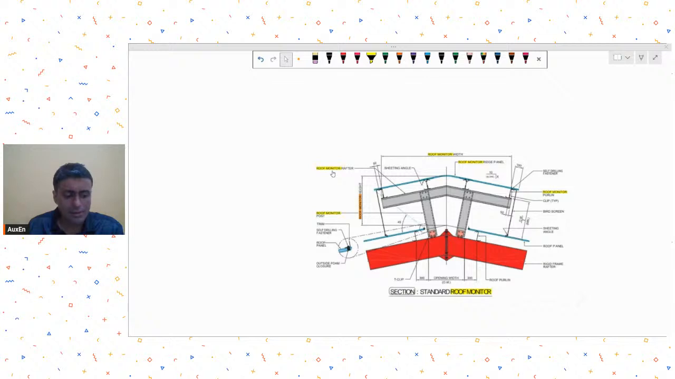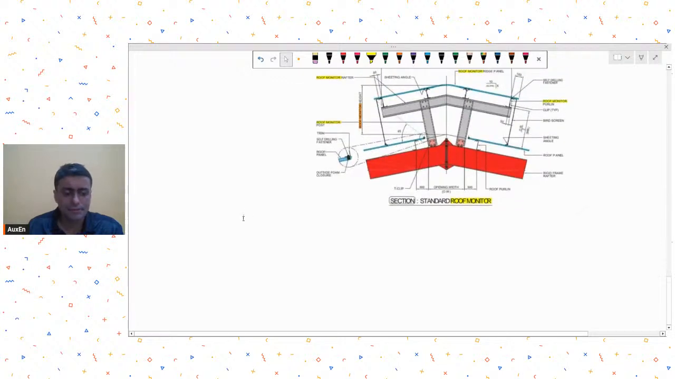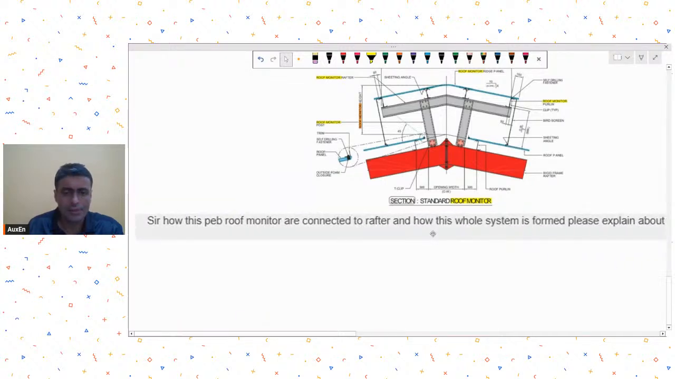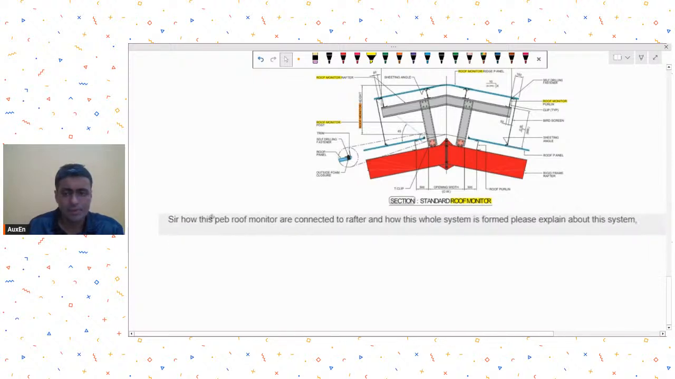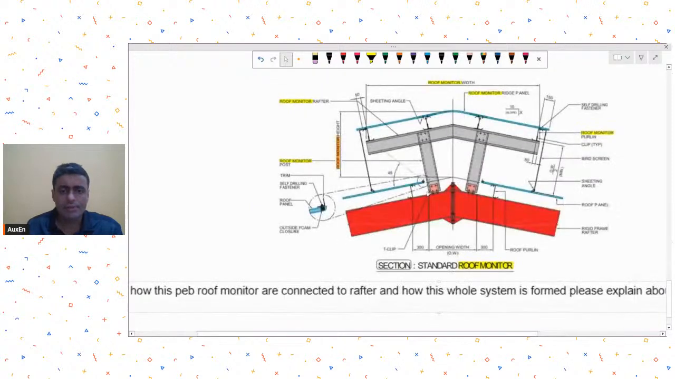I think the image is quite clear. Just a minute. So his question is how this PEB roof monitor is connected to the rafter and how this whole system is formed. Please explain. So I think it's quite self-explanatory. This image itself looks quite self-explanatory.